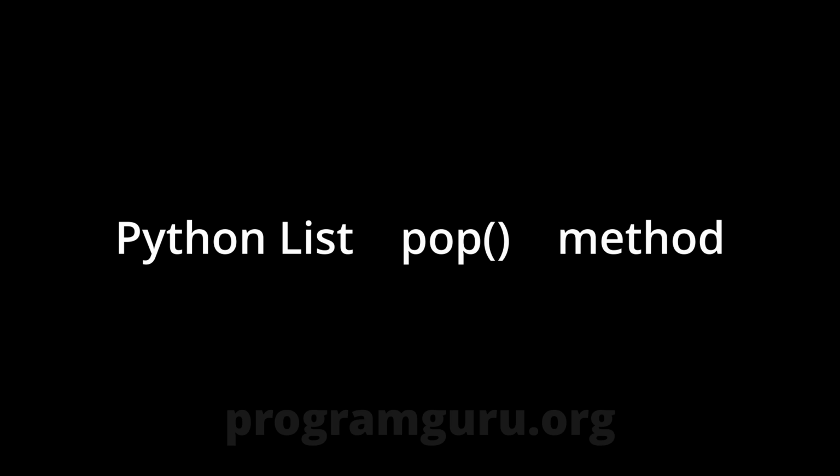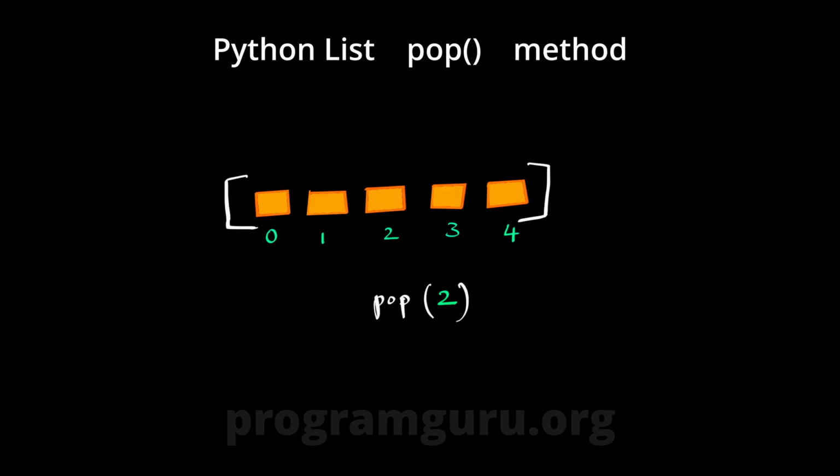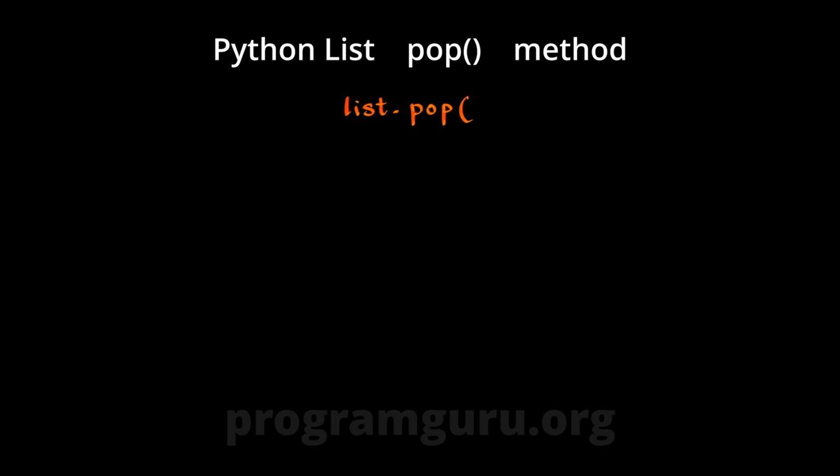Python list pop method. In this video, we will learn about the pop method of the list object, its syntax and examples. The pop method removes the item at the given position in the list and returns the removed item. The syntax of the pop method is pop(i), where i is the position of the item that we would like to remove from the list.